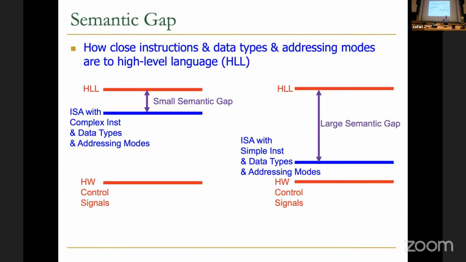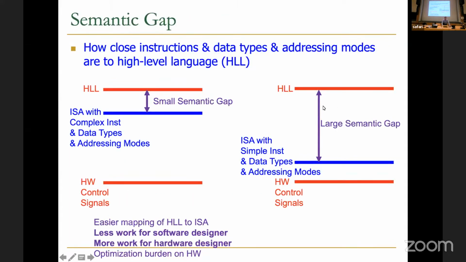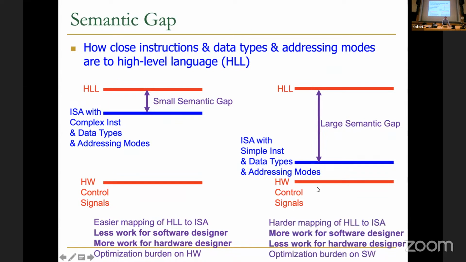So remember this picture. Always remember this picture, basically. You have a semantic gap, and how close you set the ISA to the high-level language makes the software's job easier in this particular case, and the hardware's job harder, or the microarchitect's job. And here, it's exactly the opposite. So on the left side, you have a small semantic gap. You have less work for the software designer, more work for the hardware designer, and the optimization burden falls on the hardware over here. Whereas on this side, you have a large semantic gap and more work for the software designer, less work for the hardware designer. The optimization burden is on the software here.